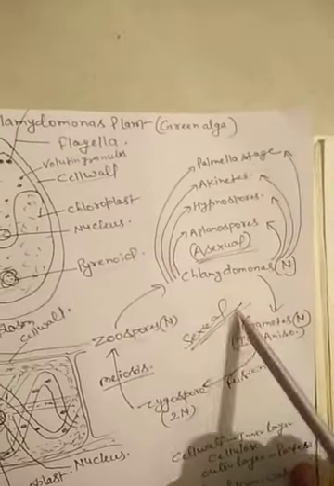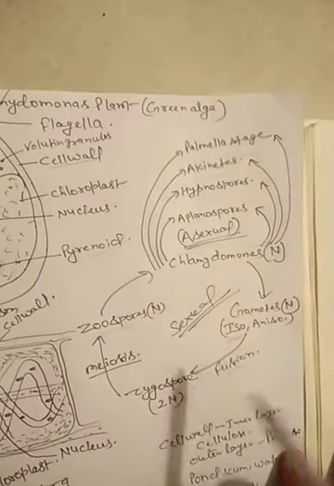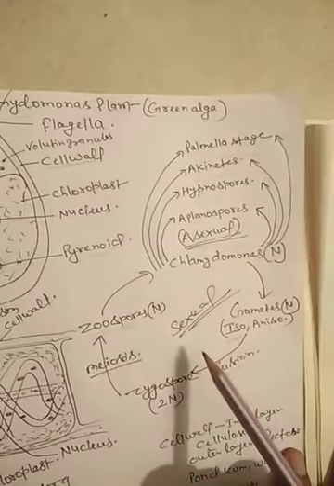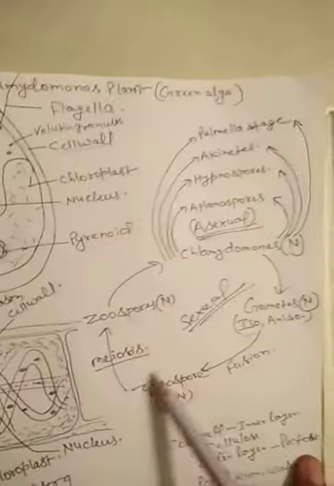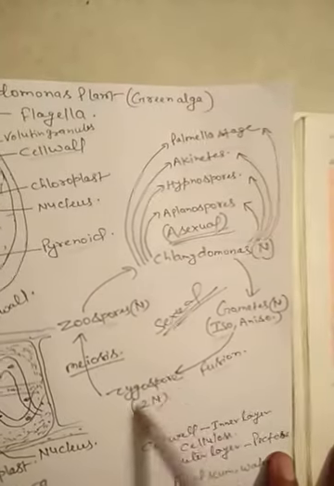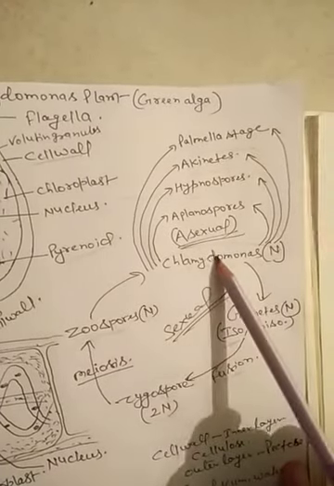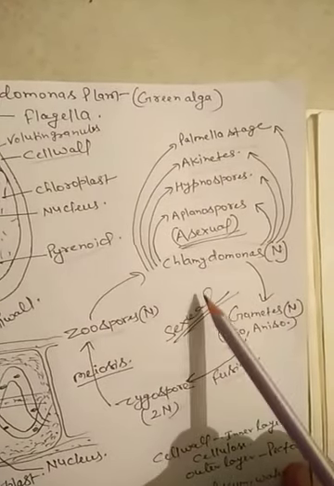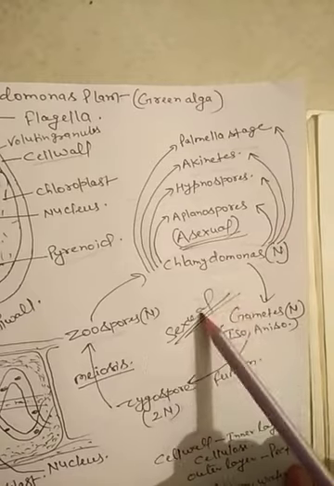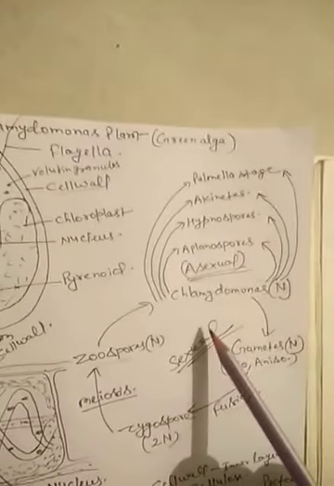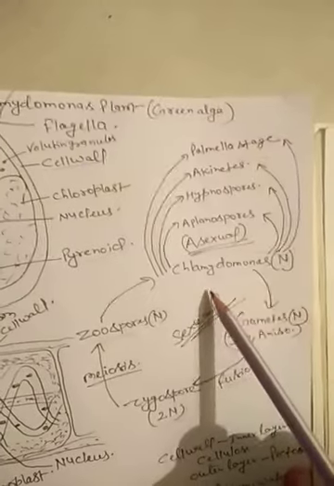So Chlamydomonas also shows alternation of generation. This is the main plant, and it is the haploid generation or gametophytic generation, while the zygospore is the diploid generation or sporophytic generation. So the sporophytic generation alternates with the gametophytic generation, which means Chlamydomonas shows alternation of generation. That's why Chlamydomonas may also be kept in the plant kingdom.